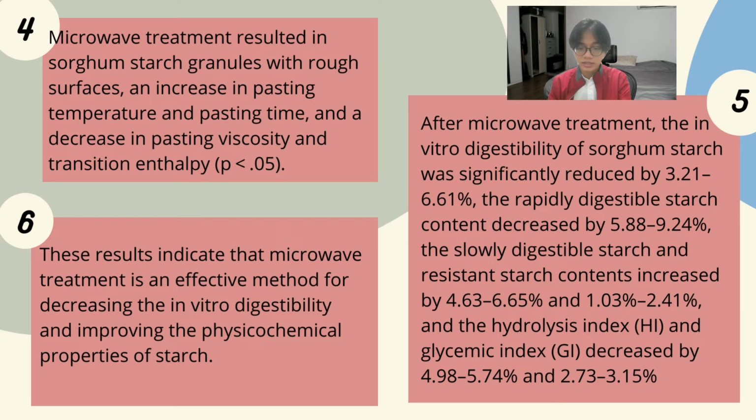After microwave treatment, the in vitro digestibility of sorghum starch was significantly reduced by 3.21 to 6.61%. The rapidly digestible starch content was decreased by 5.88 to 9.24%. The slowly digestible starch and the resistant starch content increased by 4.63 to 6.65% and 1.3% to 2.41%, and the hydrolysis index and the glycemic index decreased by 4.98% to 5.74%, and lastly 2.73% to 3.15%.